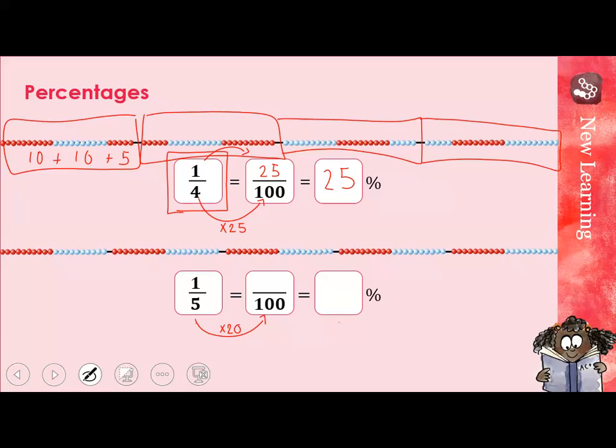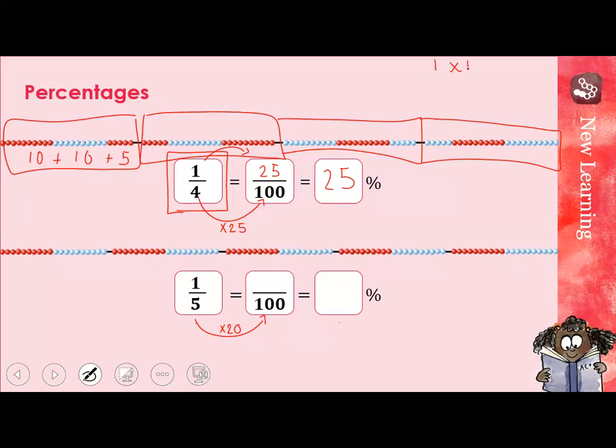Now, these are the sorts of things we should be able to just instantly know in our head. 25 times 4 is 100. 20 times 5 is 100. 10 times 10 is 100. 8 times 12 and a half is 100. 50 times 2 is 100. All of those things we should know off the top of our head. However, if we don't, it might be time for you to get out a pen and paper and jot some of these down that I'm going to give you now.